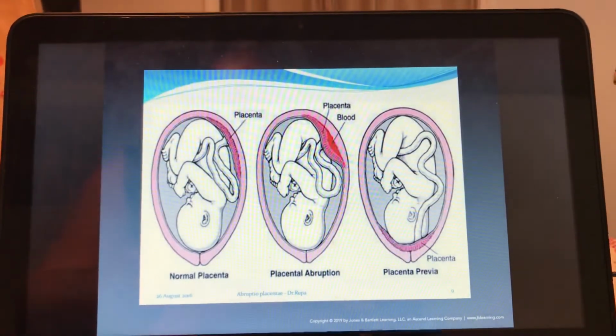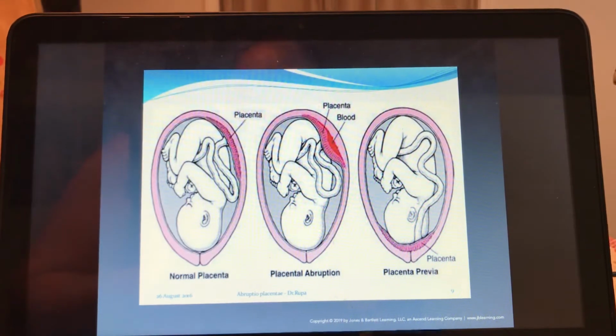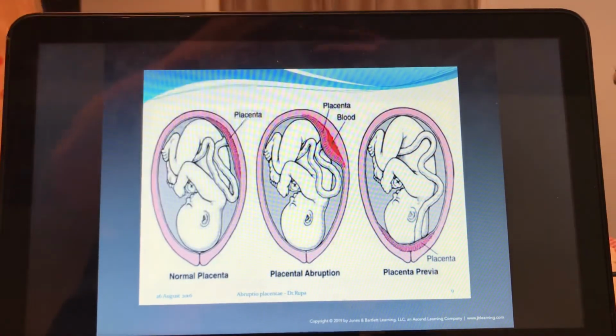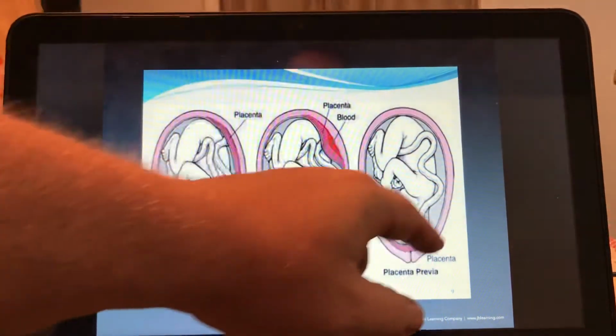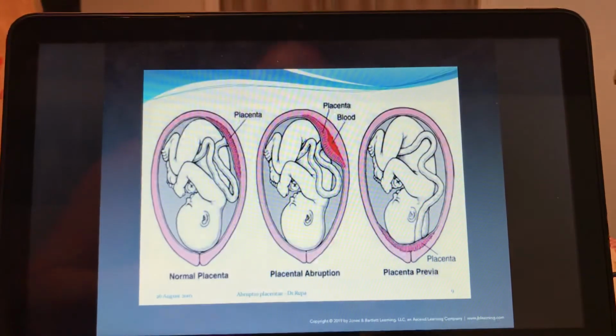There you go. There's some representations. You've got the normal placenta implanted up near the fundus. Placenta abruption, or abruptio: the placenta is pulling away from the uterine wall, and because it's so vascular, there's going to be a lot of bleeding. And placenta previa is where it wound up implanting down in and around the cervix, and it's grown over top of the entry of the cervix.